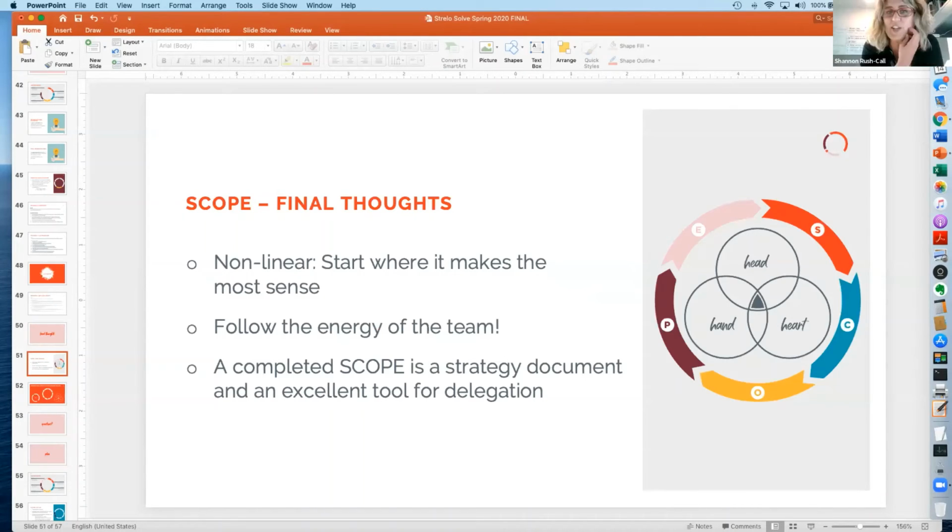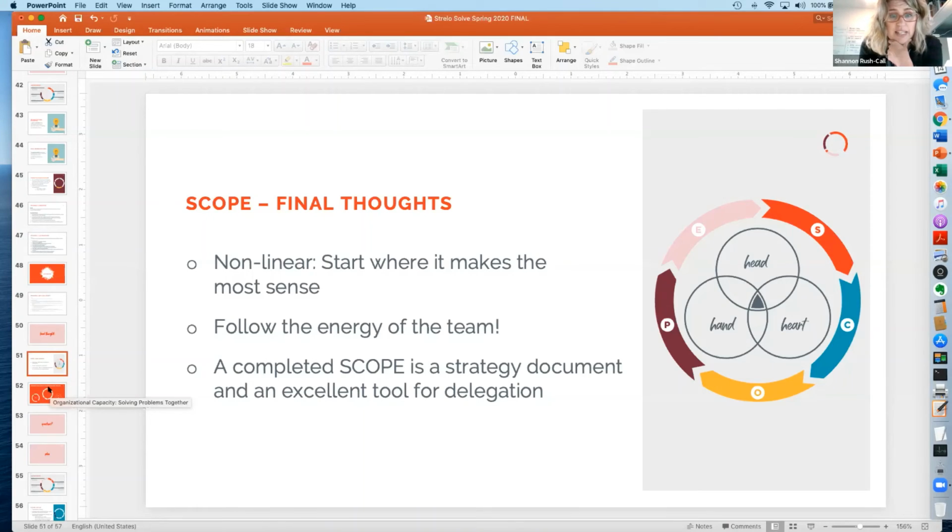So again, this is a non-linear process, so start where it makes the most sense. Follow the energy of the team. And I think we've experienced today, I know I did personally, that we get energized around each other's problems when we land at a change, when we co-create the situation and then we jointly arrive at the change statement. When that happens, and we can feel that energy, it's a sign that we've engaged head, heart, and hand for the team. So be guided by that when you're having that experience.